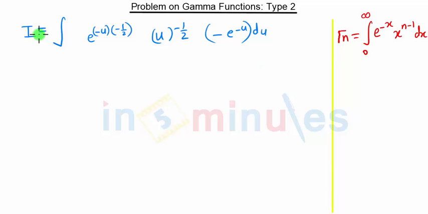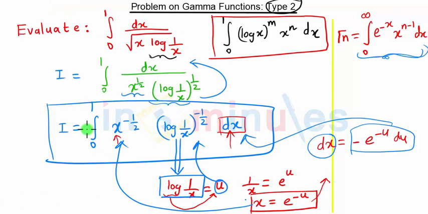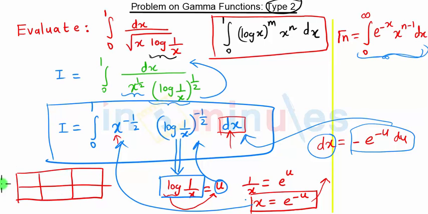But what will be the limit of this integration now? Earlier, the limit was 0 to 1, but instead of x, we are substituting e raised to minus u, so our limit of integration will also change. To find the limit, we will make one table. In this table, here we will write the old variable, and here we will write the new variable. The old variable is x, and the new variable is u. In the old variable, x is from 0 to 1, so we will write these values.